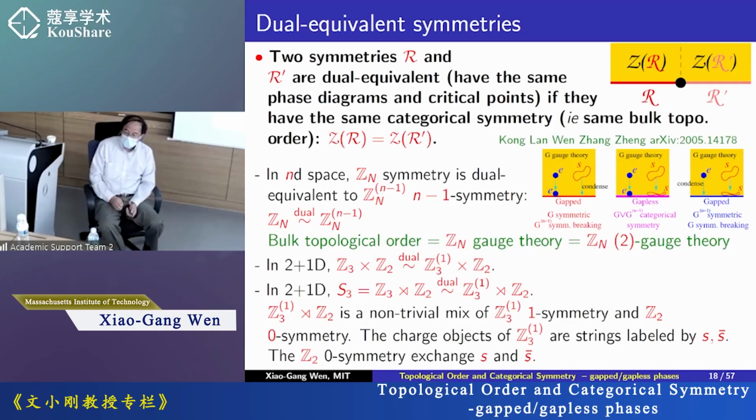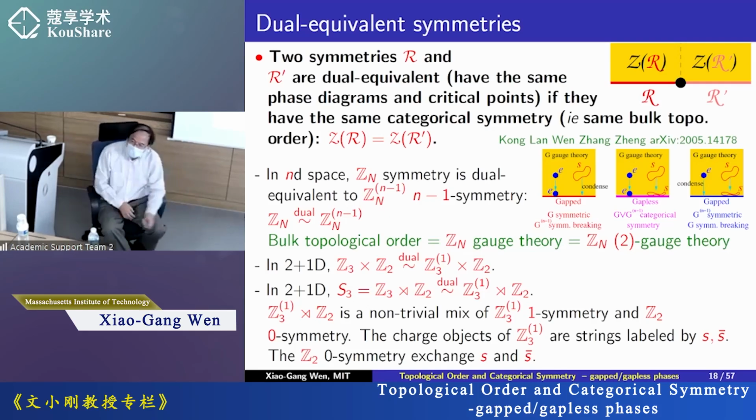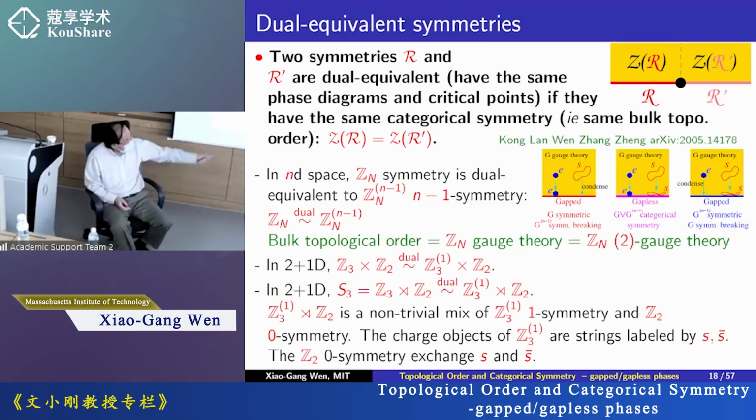And can you generalize this duality to any higher dimension? Yeah. So in this picture, in n-dimensional space, the Zn symmetry is dual to a higher symmetry. And actually, this picture even works for the non-abelian group. For an abelian group, the dual is still a higher symmetry. For a non-abelian group, this symmetry is not a higher symmetry.